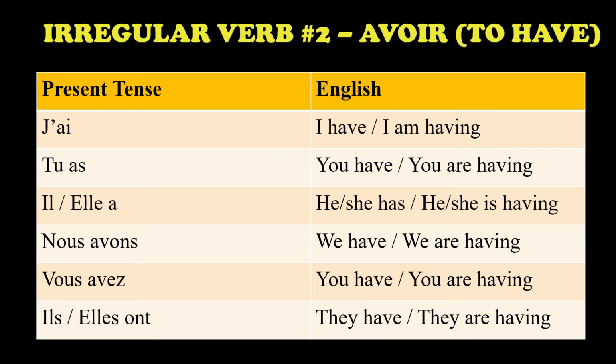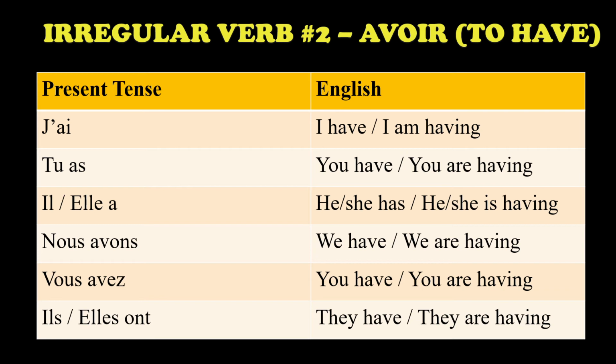Okay, let's go on to the next irregular verb, which is avoir. This is equally as important as the first one. Avoir is to have. So let's go through it. J'ai, I have or I am having. Tu as, you have or you are having. Il a, he has, he is having. Elle a, she has, she is having.